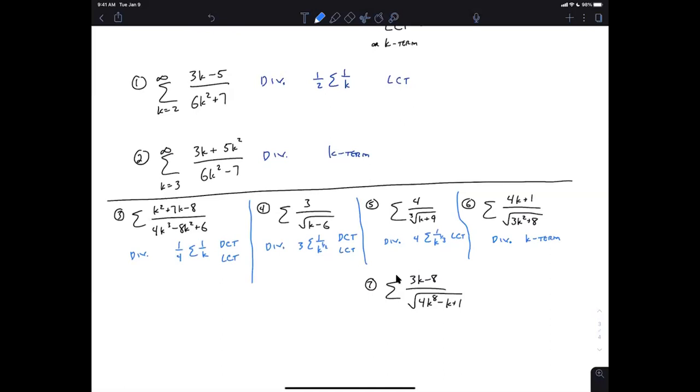And then on this one, the last one, you would end up comparing it to 3/2 times the sum of 1/k^3, because the square root of k to the eighth is k to the fourth. So if you have k/k^4, it's 1/k^3. That converges. And then you would want the original to be smaller. Based on the top, it's smaller, but based on the bottom, it's bigger because the denominator is smaller. That means we would need to use the limit comparison test here and not the direct comparison test.